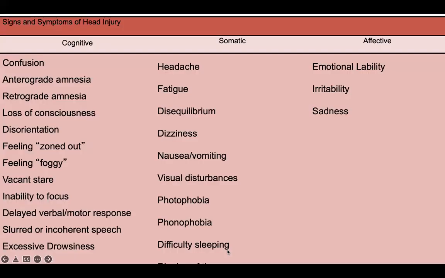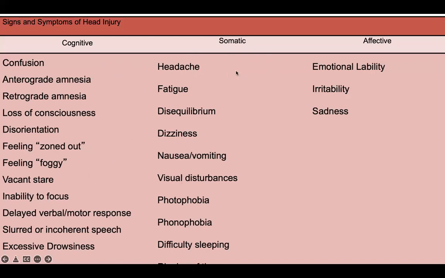This is just to guide you for patients who have mild head injury or concussion. Sometimes you can divide the symptoms into cognitive: confusion, amnesia, disorientation. They tell you, "I'm trying to do something, but I feel foggy," vacant stares, and excessive drowsiness. And you can have somatic, and the commonest somatic is headache, followed by dizziness, and sometimes visual blurring, and difficulty sleeping. So they end up getting insomnia.